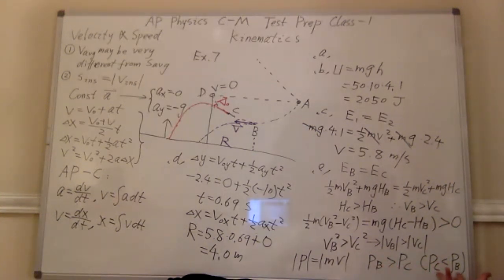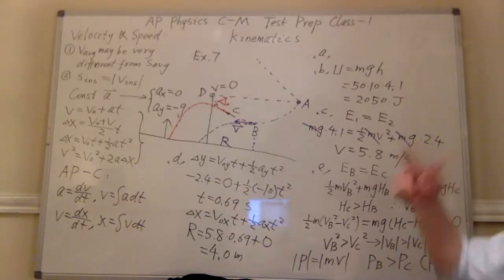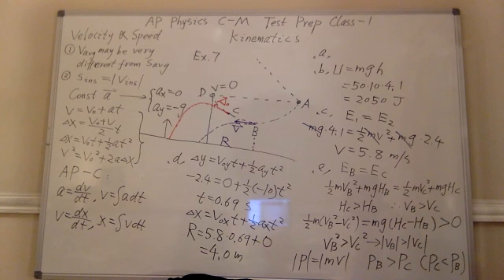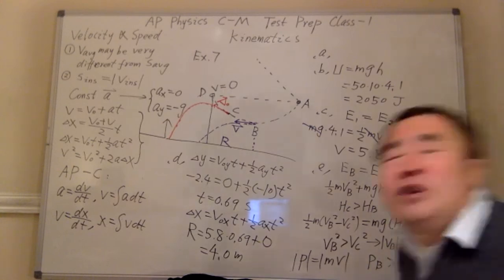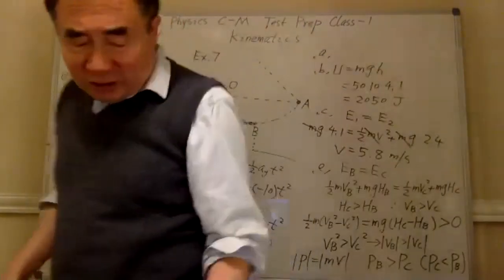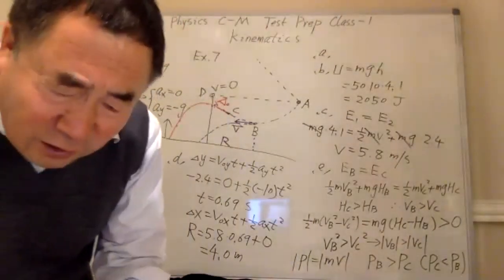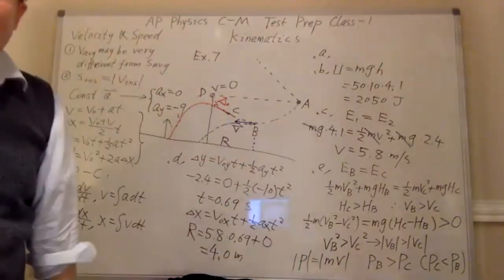So that is what you mark here. You mark the correct mark on that location, then you get 4 credit. That is a little bit interesting, how they compare the magnitude of momentum.